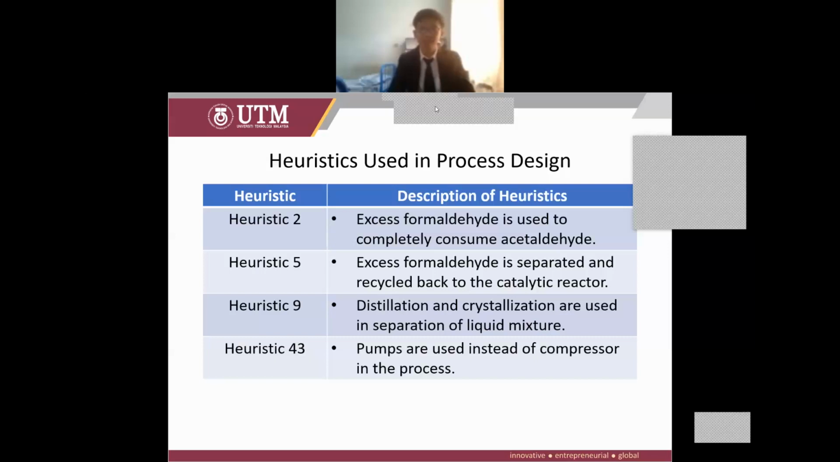These are the heuristics used in the process synthesis, such as heuristic 2, where excess formaldehyde is used to completely consume acetaldehyde, and heuristic 5, which is to recycle the unreacted formaldehyde.